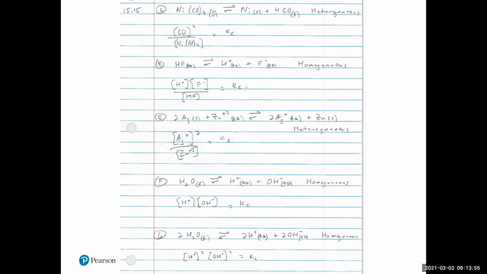All right, let's look at F. So we have water going to H plus OH. Well, take a look at that expression. We have H plus times OH minus equals the equilibrium constant. What the heck's going on there? Why don't we have H2O in the denominator?